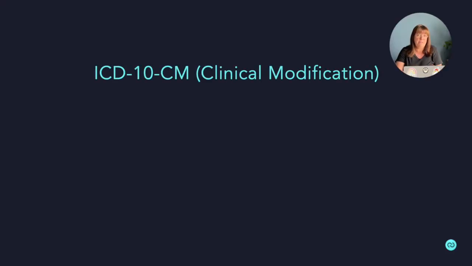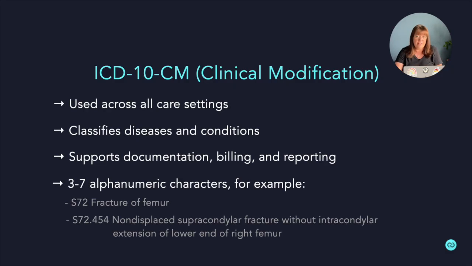Let's start with the one that people see most often, which is ICD-10-CM, or clinical modifications. This one is used across all US healthcare settings to classify diseases, conditions, injuries, and other health-related factors. It's maintained by the National Center for Health Statistics, which is part of the Centers for Disease Control and Prevention. Codes can range from 3 to 7 alphanumeric characters, and the increase in character length corresponds to an increase in specificity.